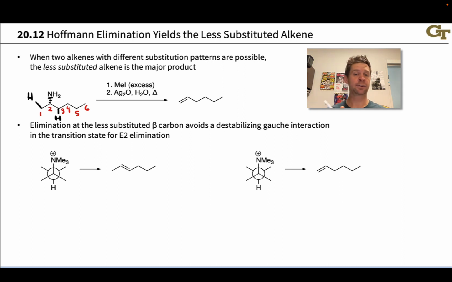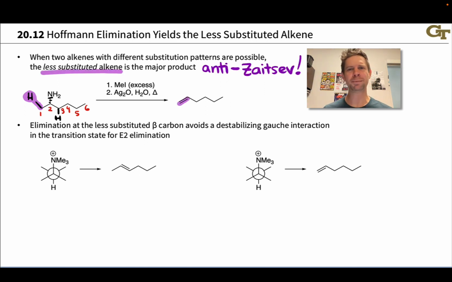When we run this reaction, what we observe is that the major product is actually the less substituted alkene. Notice that elimination of a hydrogen, a proton really, from carbon 1 has occurred, and this is what we might call the anti-Zaitsev product. This is not the more substituted alkene. The more substituted alkene would be this, right, with the double bond between carbons 2 and 3. What in the world is going on here?